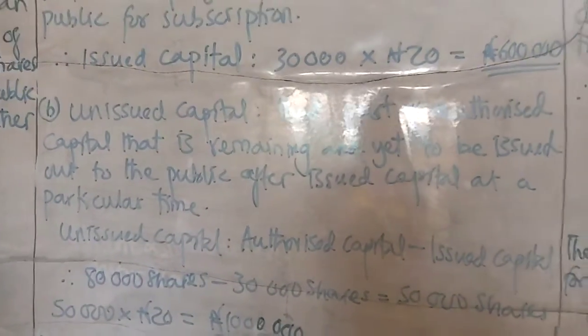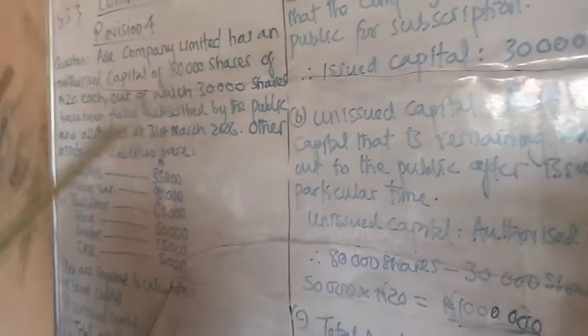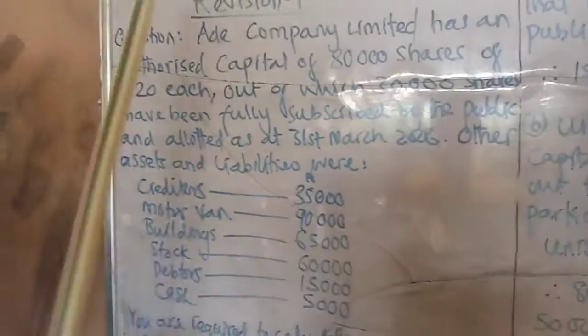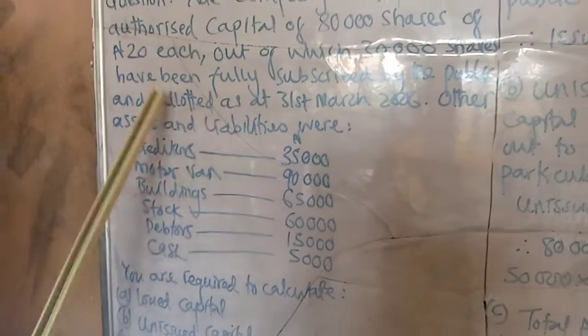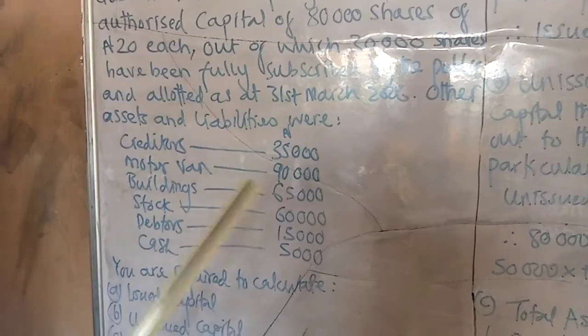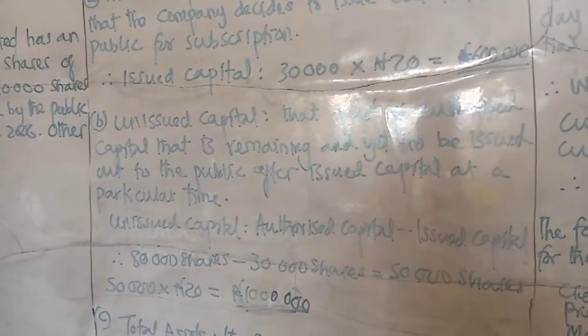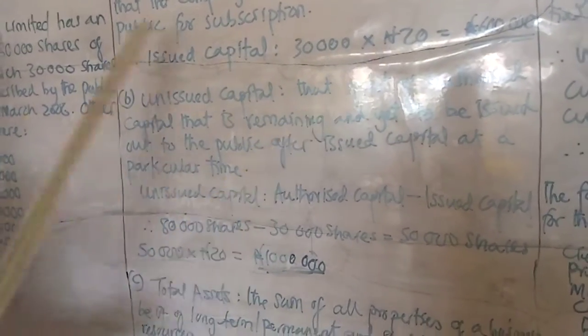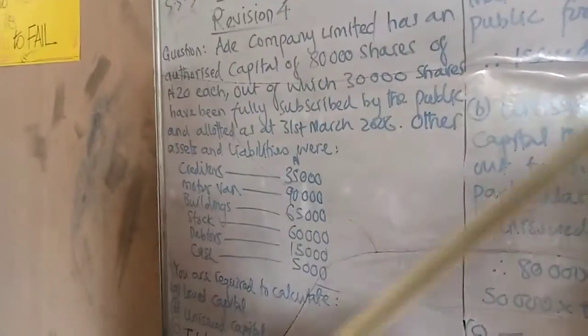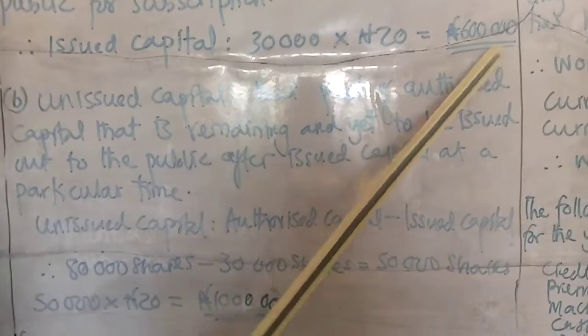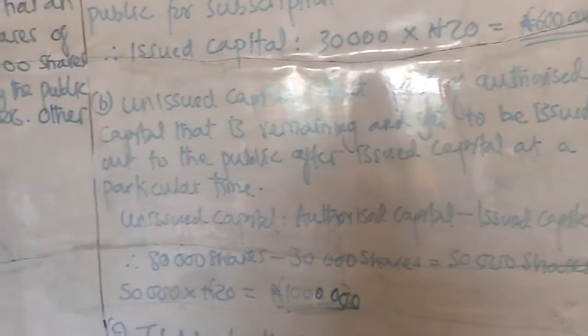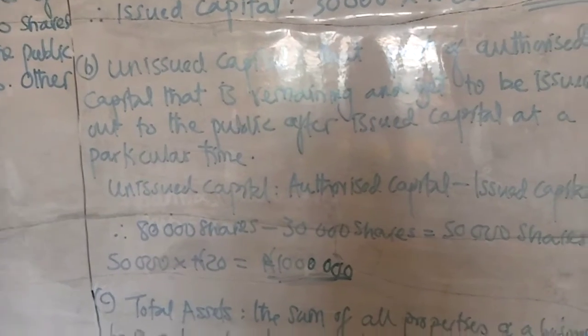Since it says it's part of that authorized capital that is issued out to the public, let's go to the question. Here it says, Ade Company Limited has an authorized capital, 80,000, out of which 30,000 shares have been fully subscribed. I want to believe you now know your issued capital. So our issued capital is 30,000 shares out of this 80,000. But you need to put it in value. The 30,000 here is in units. You need to multiply it by the value in naira, which is the 20 naira you have here. So 30,000 times 20 naira gives you 600,000 as the value of the issued capital. Is that clear? Okay, good.